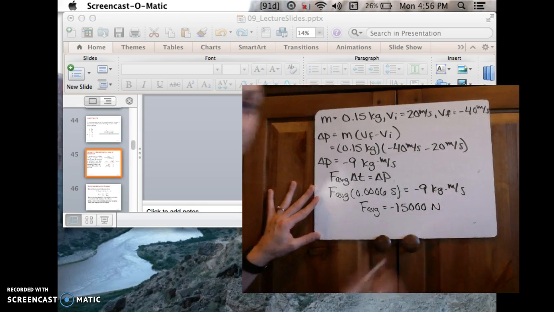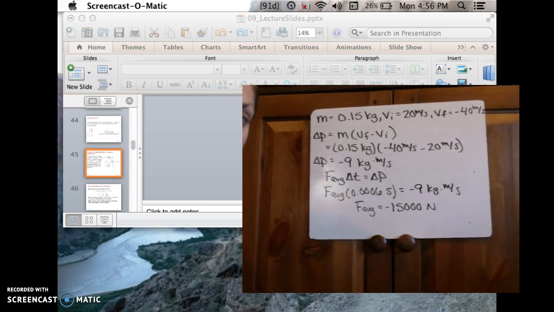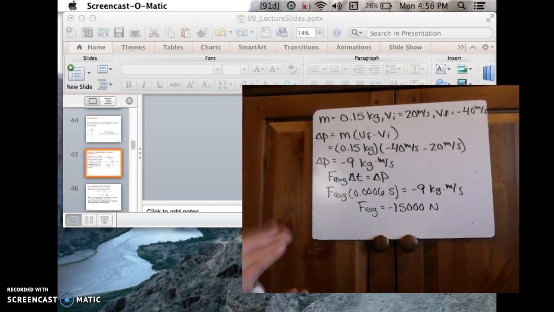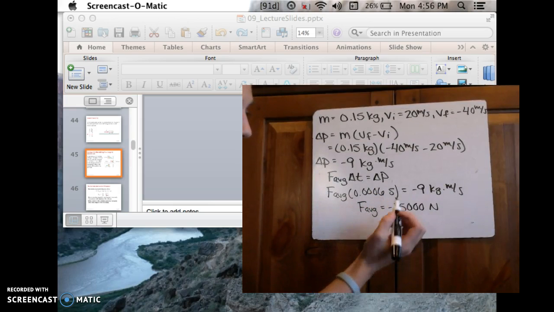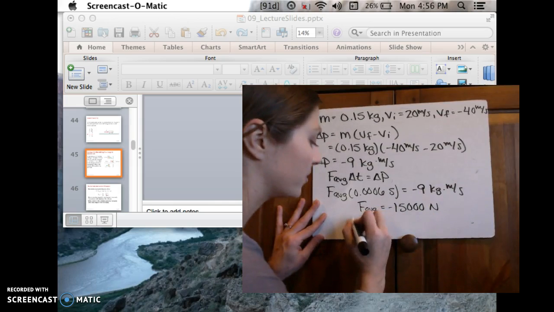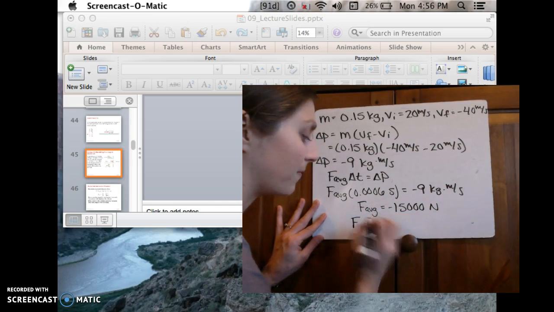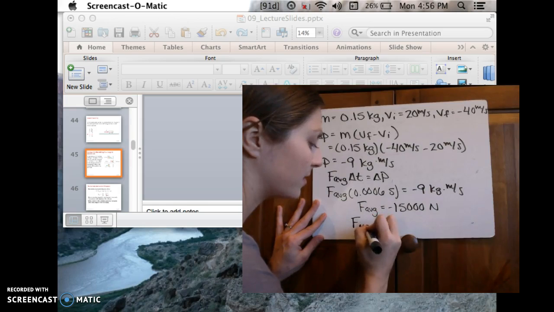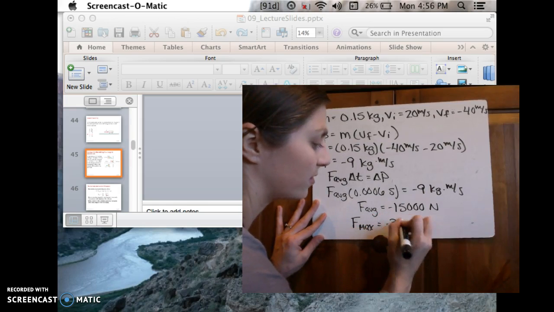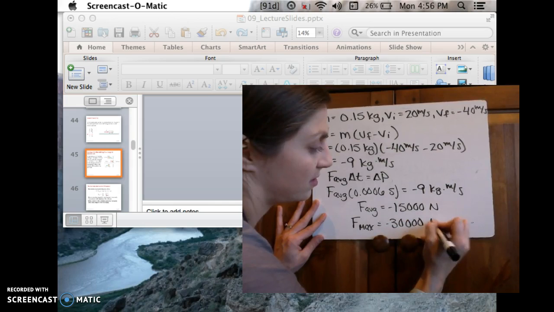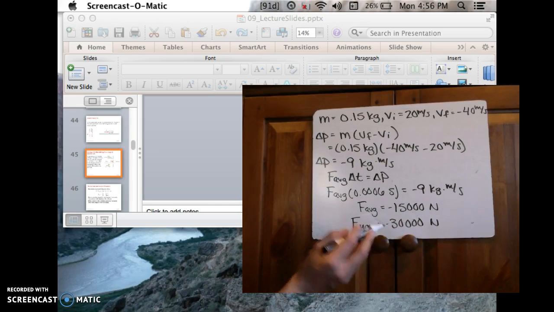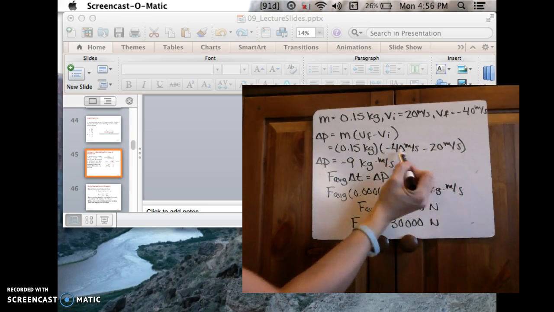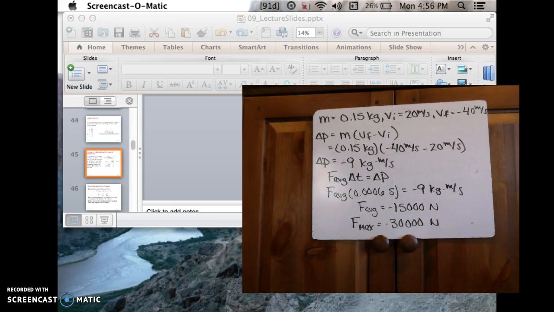All right, doing our math here, we find that the average force is equal to negative 15,000 newtons. Now looking back at the graph, we can see that the maximum force occurs at half this time. So because of that, it's going to be double. The maximum force will be double that because you're dividing by half of the time. So the F max is equal to 30,000 newtons. Now the only reason that mine is negative while the graph appears positive is because I chose my initial direction to be positive and the final direction to be negative. So the magnitude of the force is what's displayed on the graph.